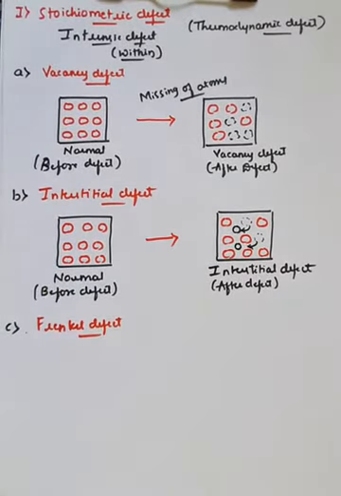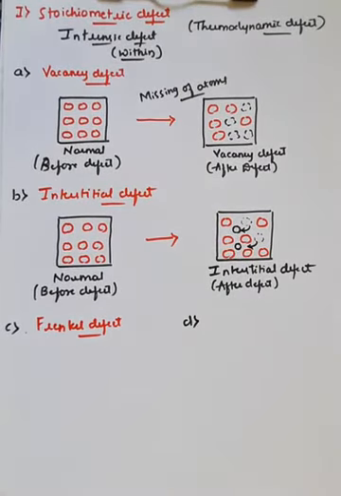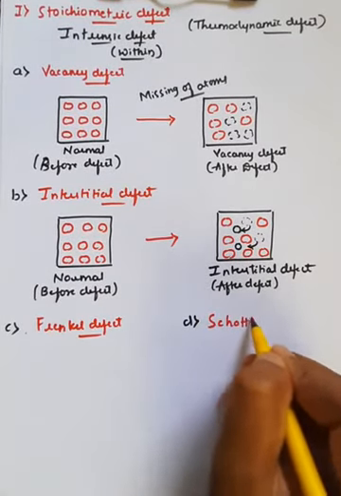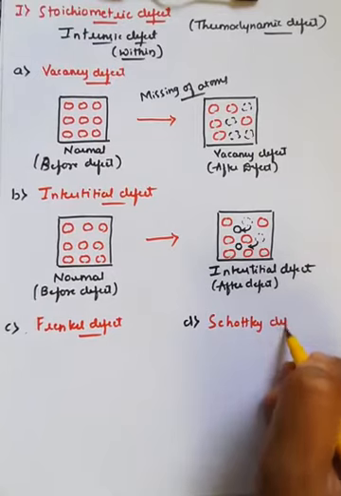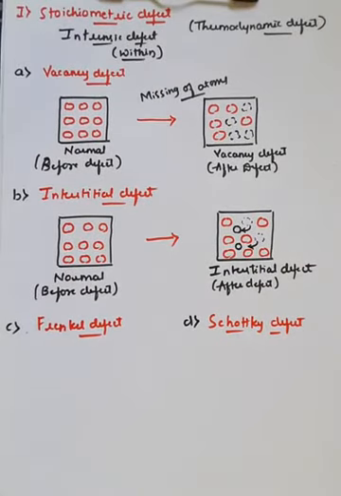So that is the third type. And the fourth type is called the Schottky defect. That is just the name of the scientists, Frenkel as well as Schottky. Therefore these are termed as Frenkel defect as well as Schottky defect.